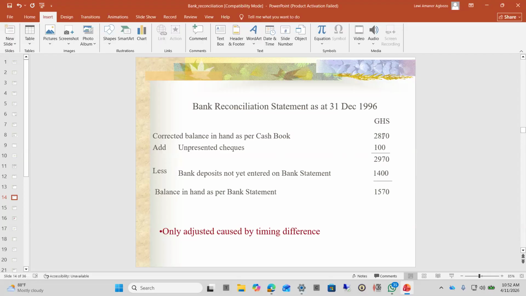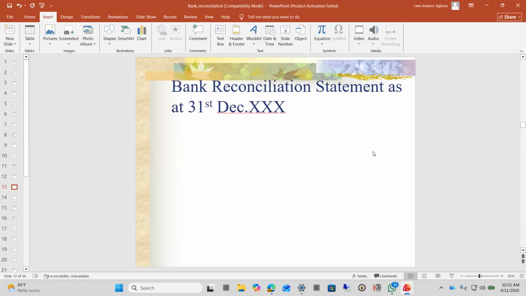Okay. But then you will have a list of all those checks. Assuming there are many checks, you have a list of all those checks with you. So if the next month he sends this check, then you are going to cancel it out. So it will no longer be part of your unpresented checks in the next month because he has presented it. Do you understand? I get it, sir. So I want to put the format for you.